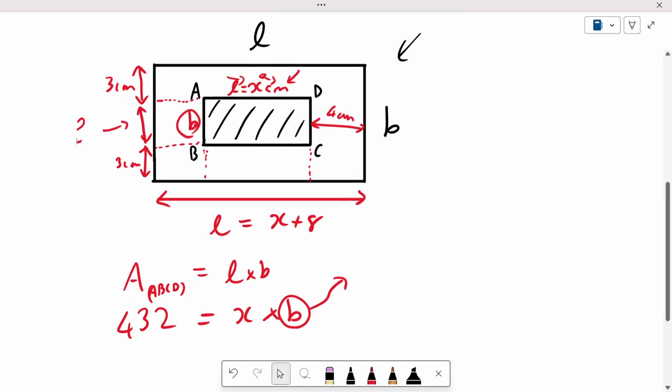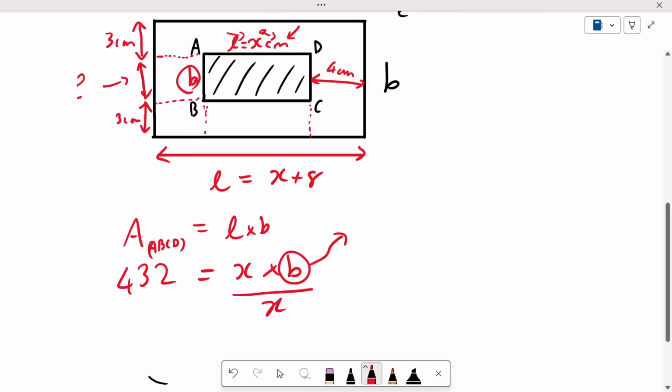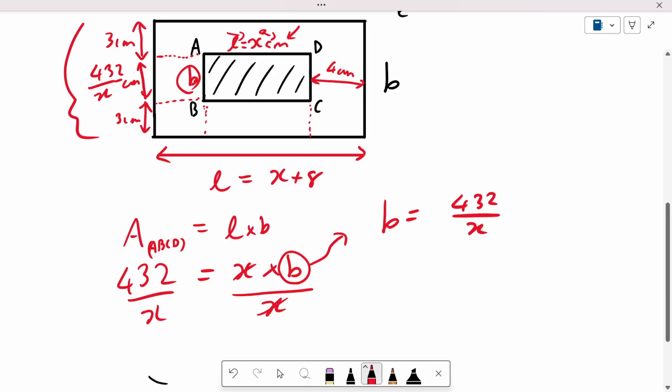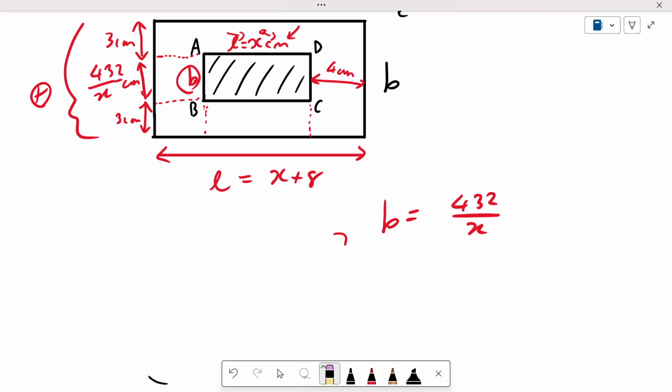So what we are going to do is divide both sides by x, such that these x's will cancel out, and then we will have b equals 432 over x. Alright, now we have our unknown variable. In this case, it's going to be 432 over x centimeters. Okay, now we just need to combine these two together, and then we'll get the following. So I'm just going to erase this. Please feel free to pause the video. If you are maybe a little bit lost, then you can just go back and get yourself found again.